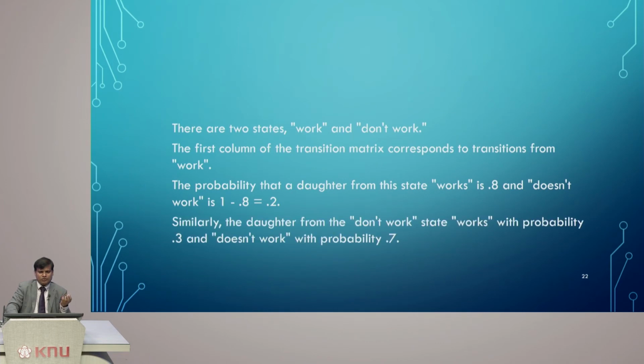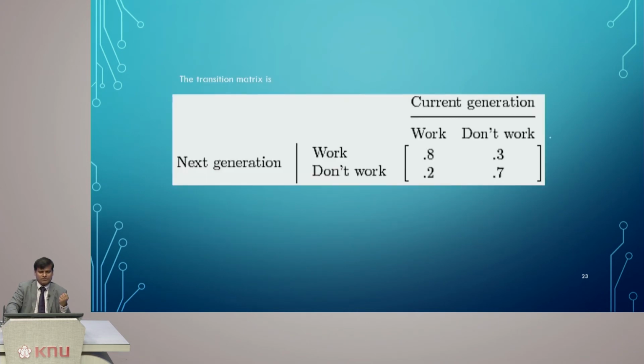Similarly, the daughters from the don't work state work with a probability of 0.3 and do not work with a probability of 0.7. Again, that's given in the problem. We have obtained these values based on the data given to us. Accordingly, you can come up with this transition matrix with regards to work and don't work. Fine. Let's see further how we can predict what would happen in the next state.